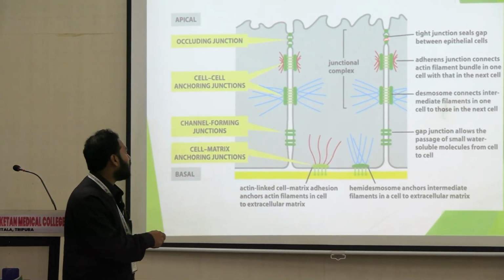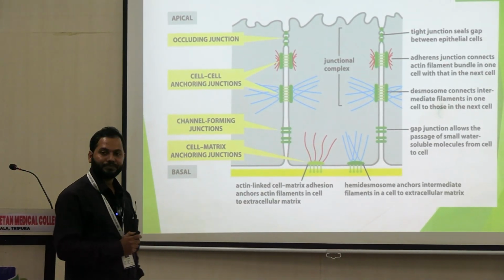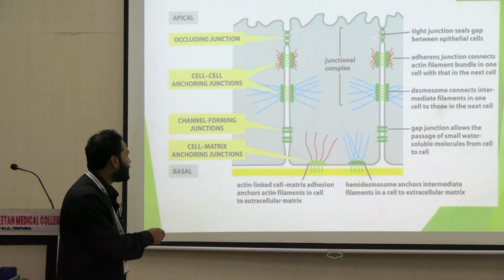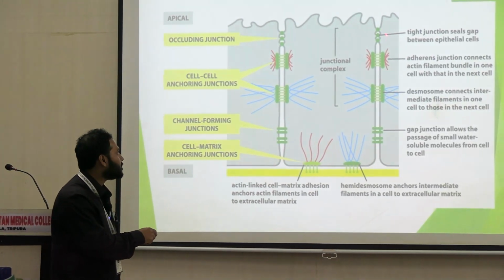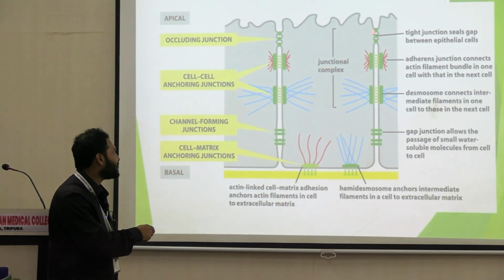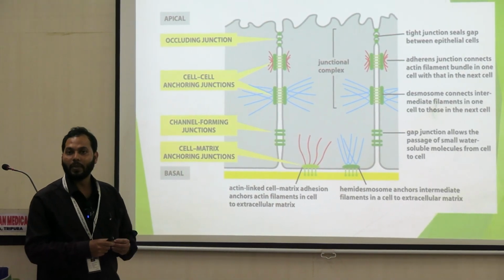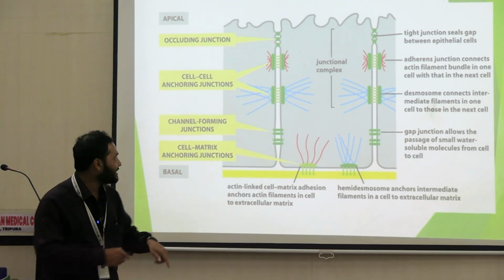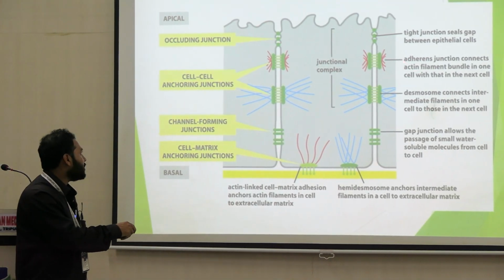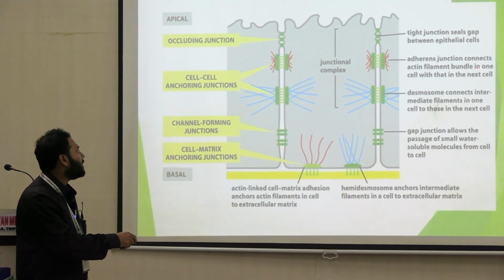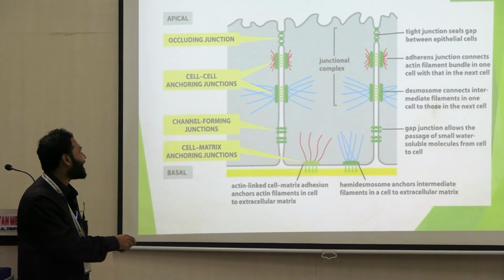The second one is called Adherens junction. Another important thing in junctions is that they do not only make contact or seal between cells, but at the same time some important proteins are involved. I'll explain in detail. In the case of Adherens junctions, it connects the actin filament bundles in one cell with that in the next cell.